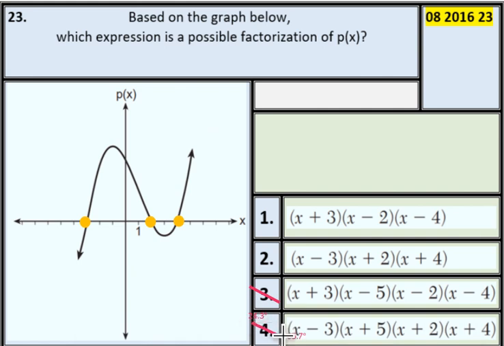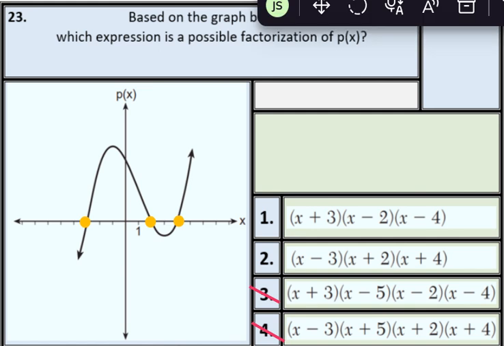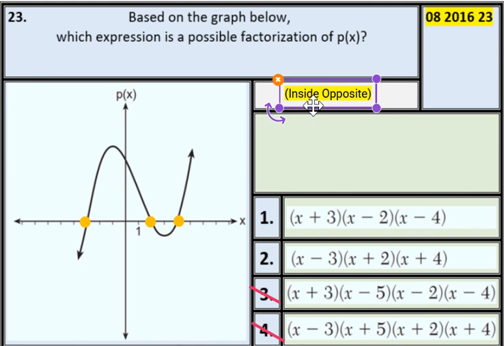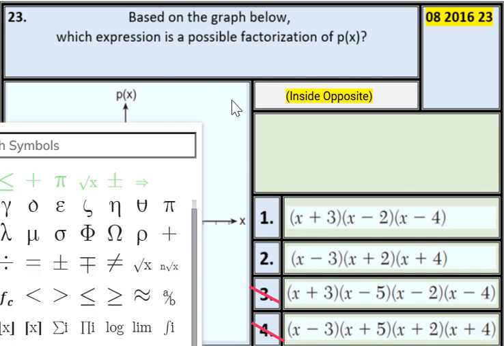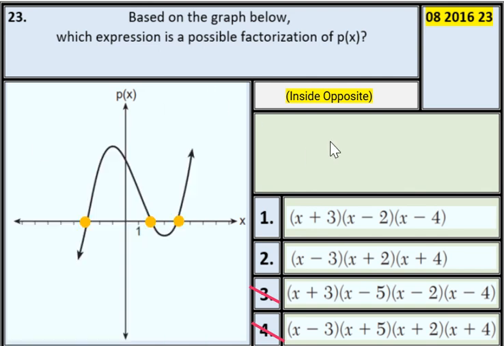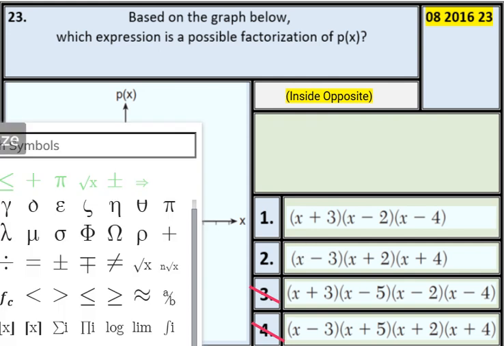Now, the next thing I care about is good old inside opposite. When I find the zeros to a function, whatever goes inside parentheses is the opposite of what's outside. So, if I have x equals -3, then inside my parentheses, I'm going to have x plus 3.